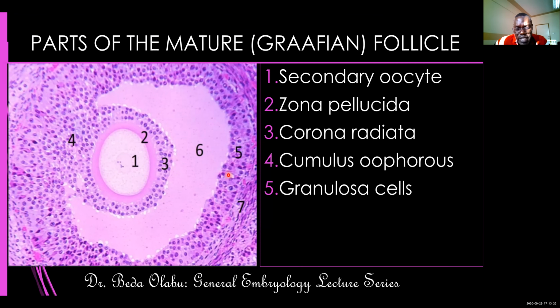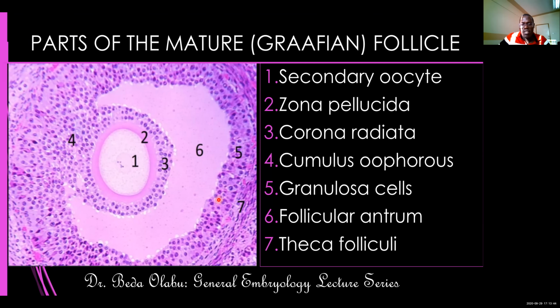Now look external to the granulosa cells. There are some cells of the ovarian stroma external to the granulosa cells. The cells of the ovarian stroma external to the granulosa cells are known as the theca folliculi cells. You can just call it theca folliculi, this region here, theca folliculi. They are cells of the ovarian stroma that are external to the granulosa cells.